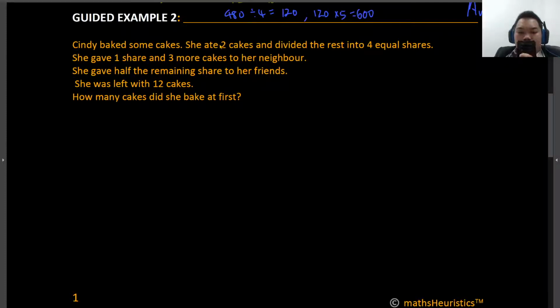Okay, so number 2, let's get on with it. You can see that Cindy baked some cakes. She ate 2 cakes and divided the rest into 4 equal shares. Okay, so from here on, I'll just use branching all the way. Just wanted to establish the link and similarities. But of course, some of you may not need it.